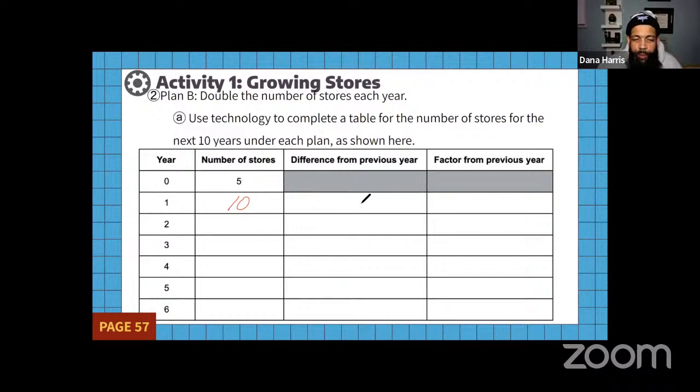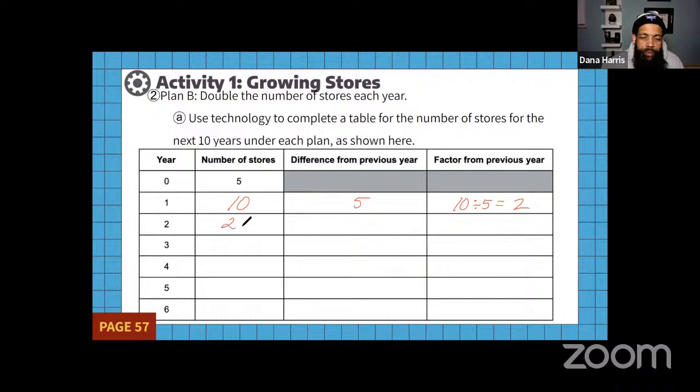So the difference from the previous year is going to be 5 in this case. And the factor from the previous year, I'm going to show you how we do this. We could say 10 divided by 5 equals 2, or you can start with the initial one, 5 times what equals 10. But I like to go from the current year and divide it by the previous year to find that factor.